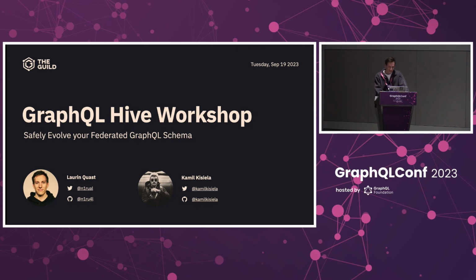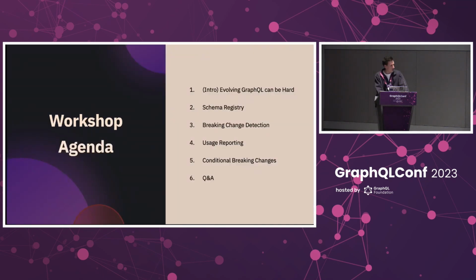If I'm saying something wrong, Kamil will probably shout at me and correct me. So this is roughly the workshop agenda today. First we're gonna do a small intro about why evolving GraphQL can be hard. Then we talk about schema registries, breaking change detection, usage reporting, conditional breaking changes, and last we'll also have a QA round.